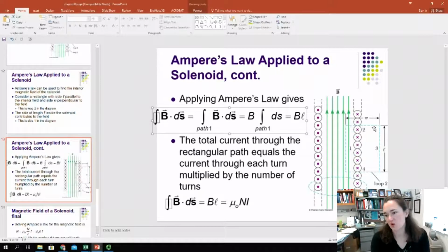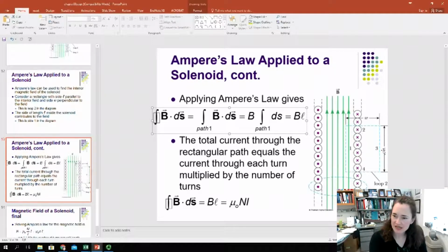So as we walk along that path, we get B times L. Now we turn right and walk along path 2. In that case, B dot ds goes to 0. That's because, when we're inside the solenoid, the angle between B and ds is 90 degrees, and the cosine of 90 degrees is 0. So B dot ds is 0 because they're perpendicular to one another. Once we get outside, the magnetic field goes to 0, so at that point it's 0 anyway.